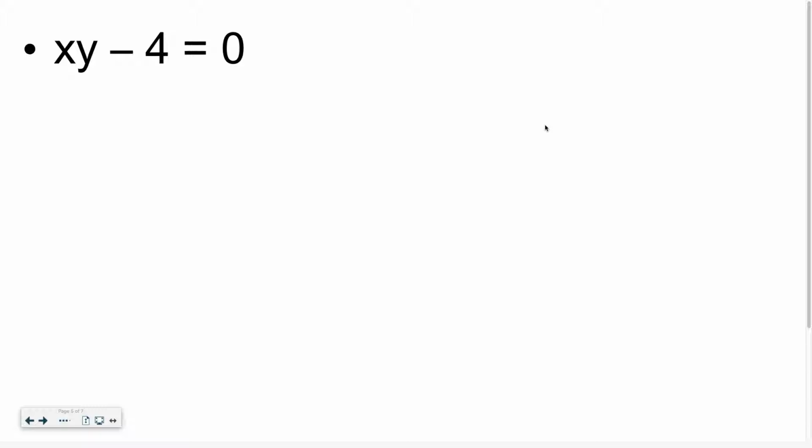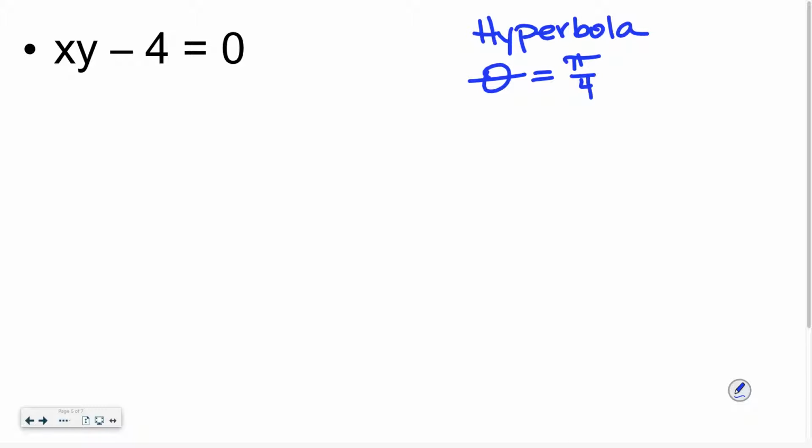Okay, so yesterday, remind me, what did we identify this as? Okay, we identified this as a hyperbola where theta was, was it pi over 4? Okay, and we did all of our algebra magic.